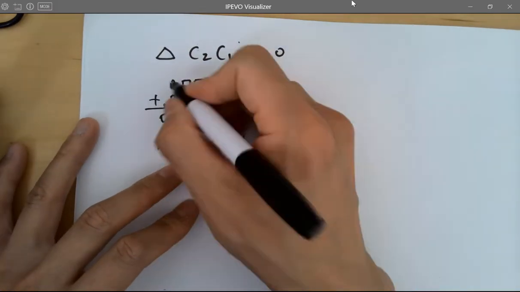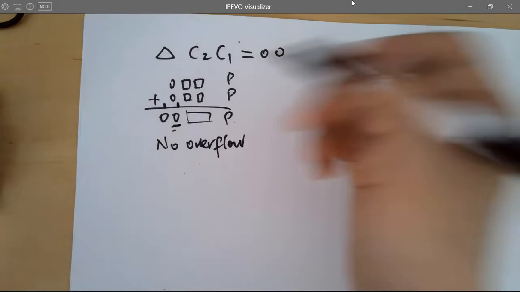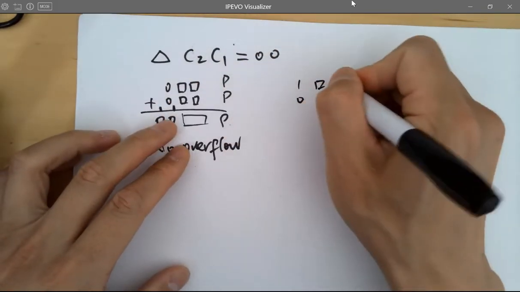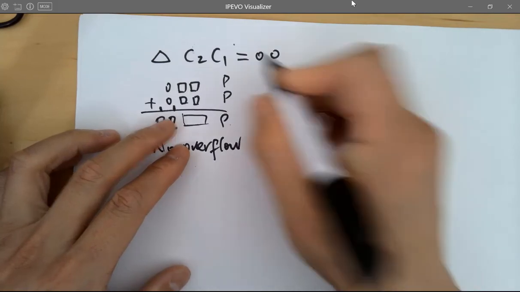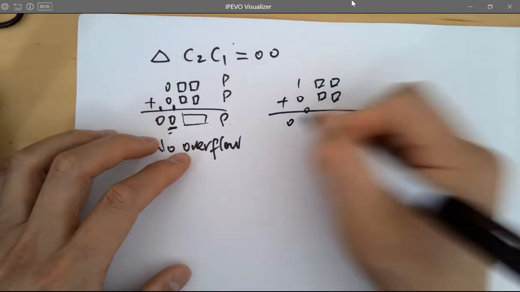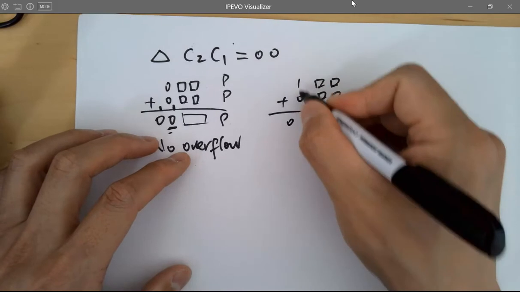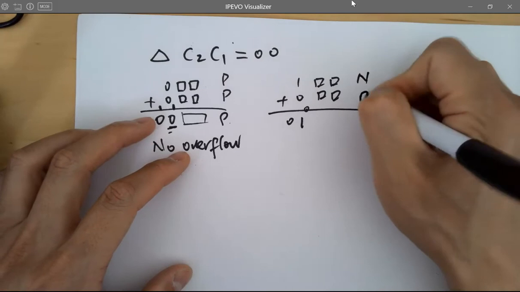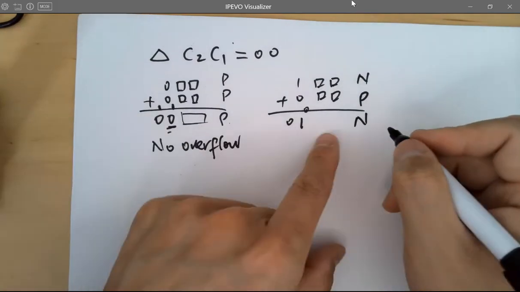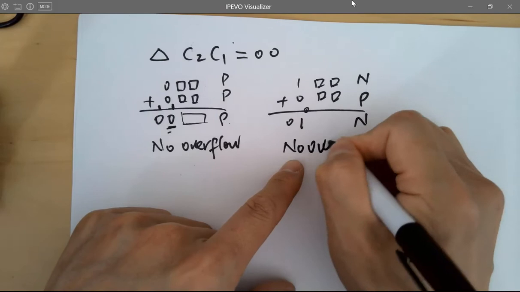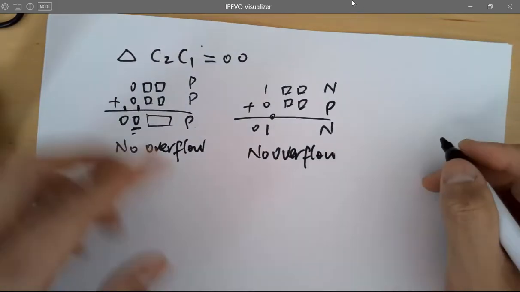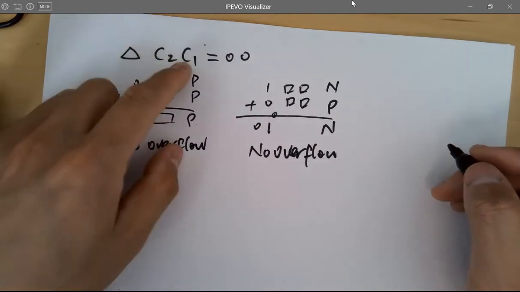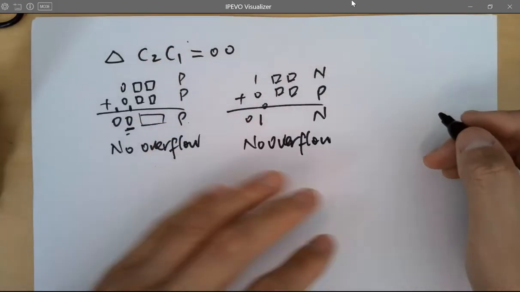The second case is 1, 0, so there's a 1 in one of these 2 addends, and I don't care about these 2 digits. C1, C2 are still zeros. If I have 0 here, then 1 plus 0 plus 0, I'm getting 1. So it becomes NPN. So definitely there's no overflow, right? What I'm doing is trying to find the logic between C2 and C1, these 2 binary numbers, and the overflow indicator.